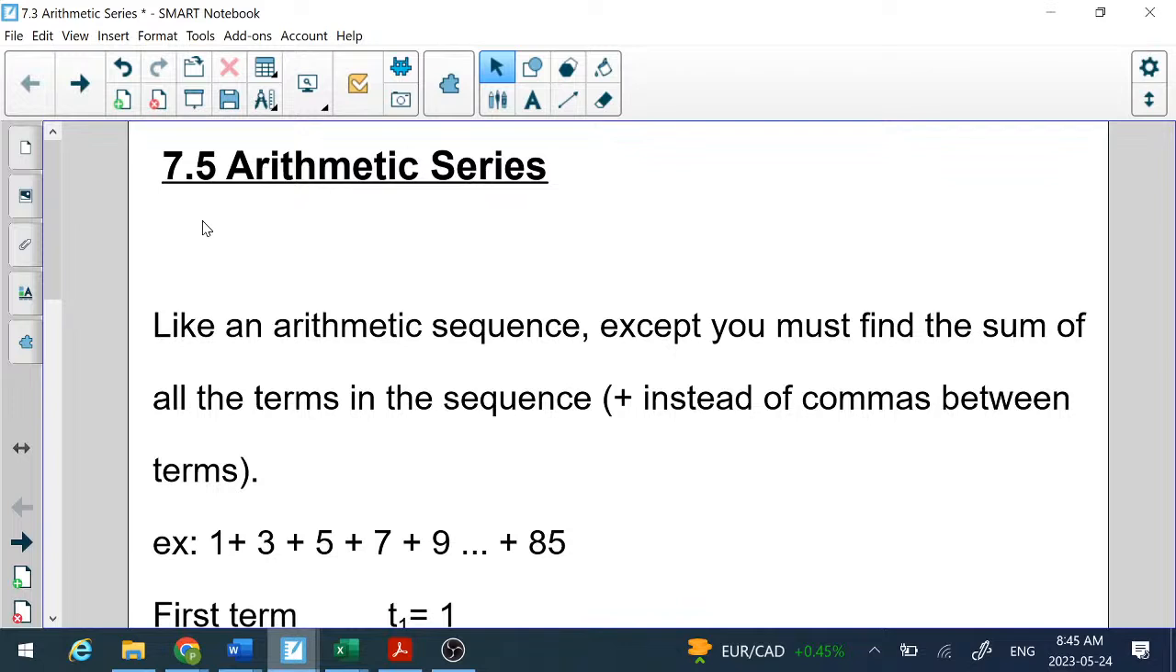Exactly. There's an addition sign between every term. So you can't say it's a list of terms, but it's the sum of a list of terms. Make sense? So when you want to take the sum of a sequence, we call that a series. If the sequence happens to be arithmetic, you would call it an arithmetic series. If the sequence that you were adding all the terms of were geometric, you would call it a geometric series. And that's what we're going to do tomorrow, geometric series. So for today, we're doing the arithmetic series.